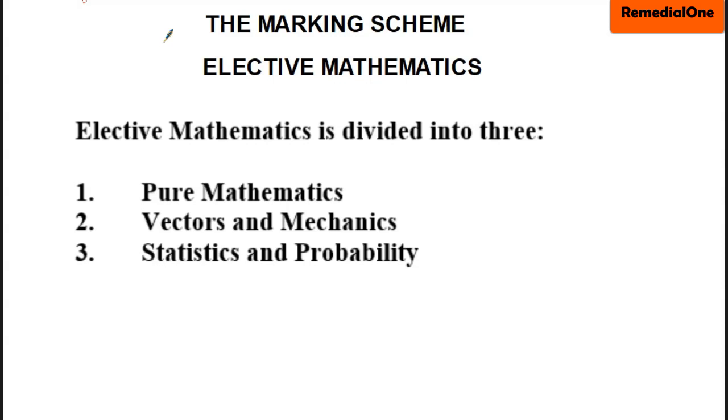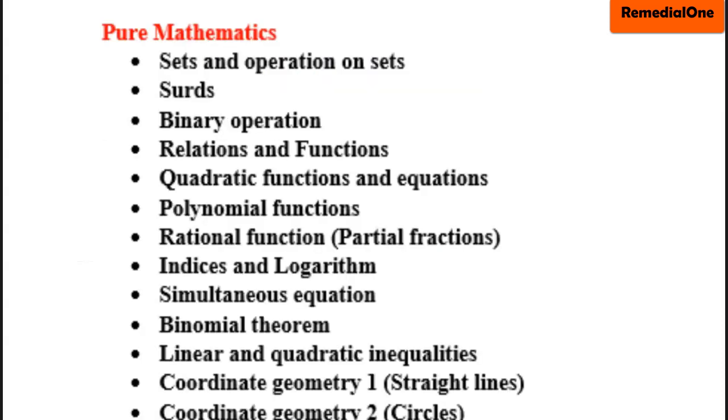In this video, I'm going to show you the marking scheme for elective mathematics. Before that, let's go through some of the topics in elective maths. I'm going to show you how the questions are structured, how they set the questions. Elective mathematics is divided into three sections. The first one is pure mathematics, vectors and mechanics, statistics and probability. So let's look at the topics that fall under these sections.